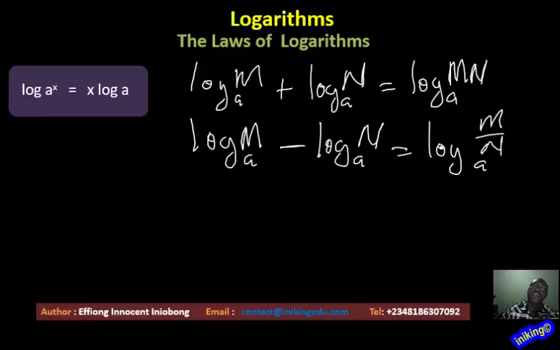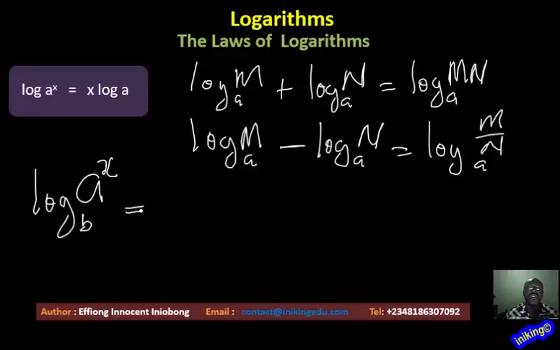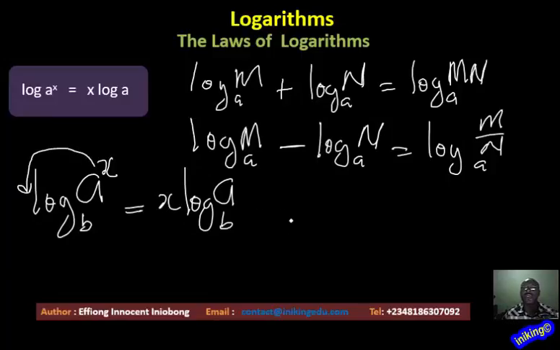Now the next law we are looking at states that if I have the logarithm of a number, say a, raised to some power x, to whatever base, probably b, this will be equal to x times the logarithm of that number a to base b. That is, we simply just do what? Fly that exponent to the back there.